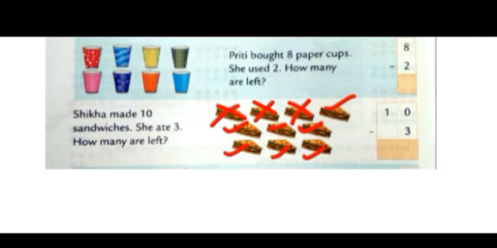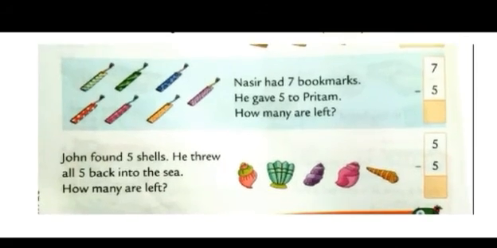And 7 is a single digit number. So we will write it in the ones column. This is the ones column and this is the tens column. So it will be written in the ones column only. So total 7 sandwiches are left. Now scholars, try to do these 2 remaining sums at home as homework.